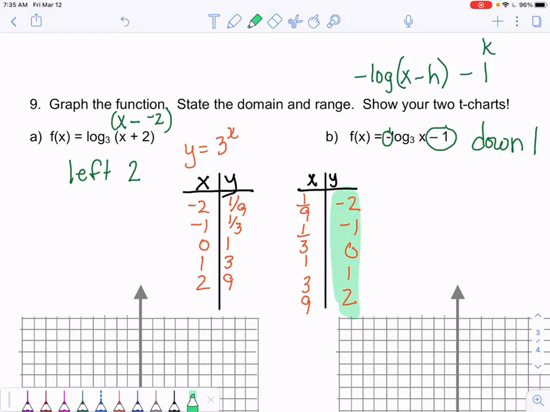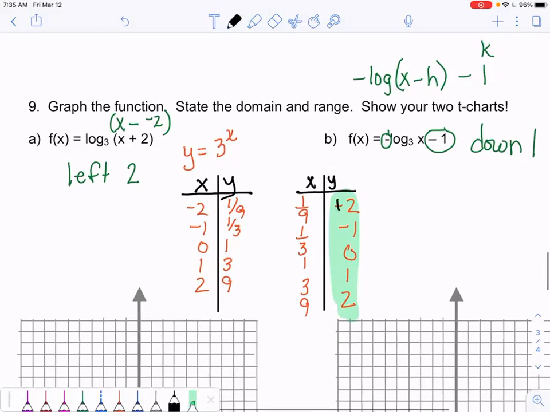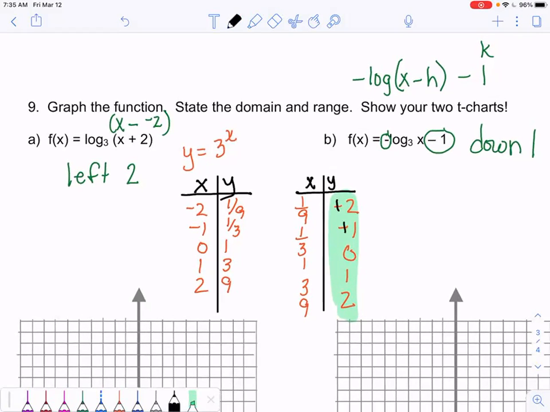So there's the negative in front of the log. That means all of my y values, because the function is y, f of x and y are the same thing, all my y values need to become negative. So if it is negative, that means it becomes positive. So this is a +2, a +1, 0, and now a -1 and a -2.